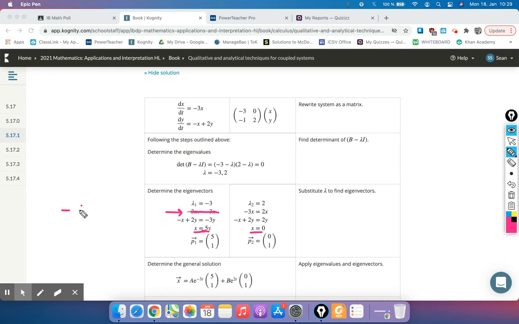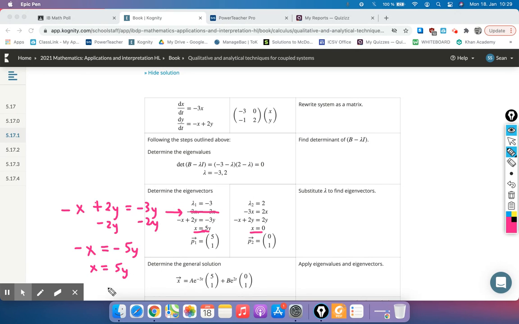But this one, -x plus 2y, if you solve this to get y on one side and x on the other, it doesn't matter which side is which. If we just subtract 2y on both sides, you can see we have -x over here, and here we have -5y. Multiply both sides by -1, x equals 5y.